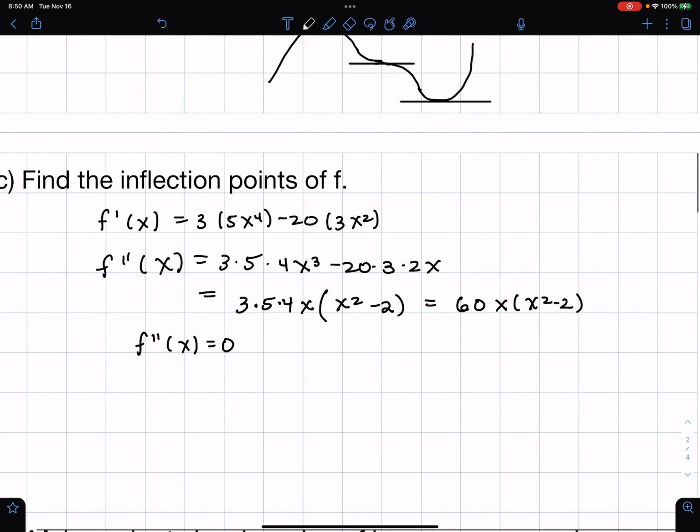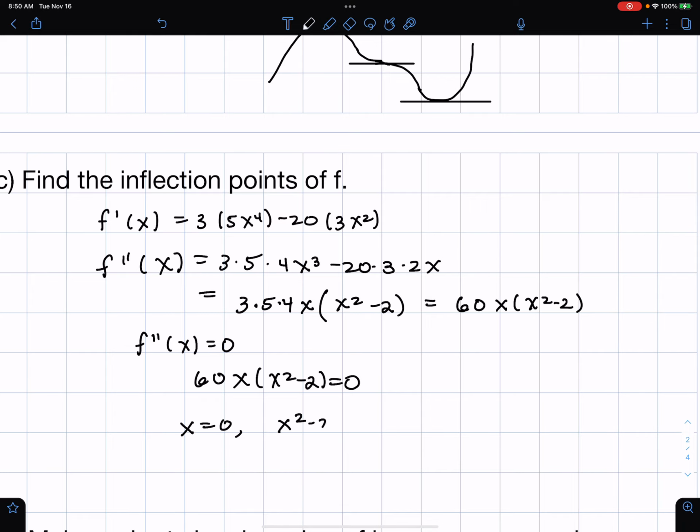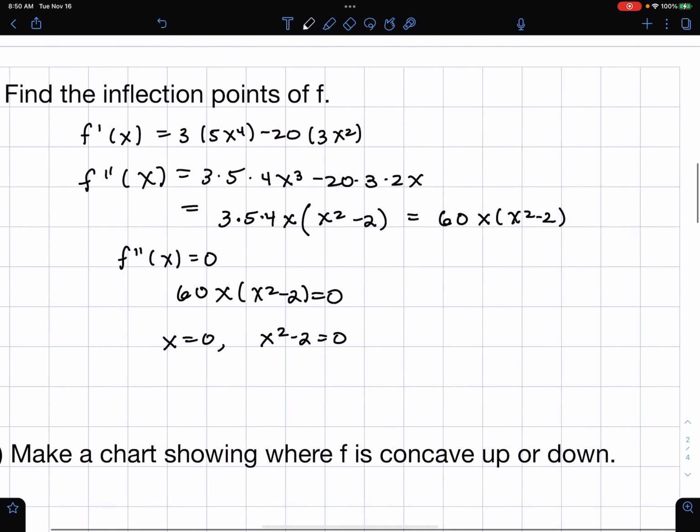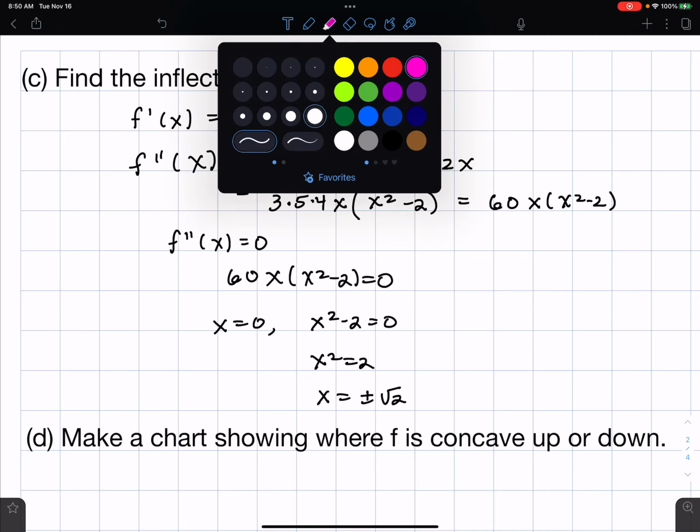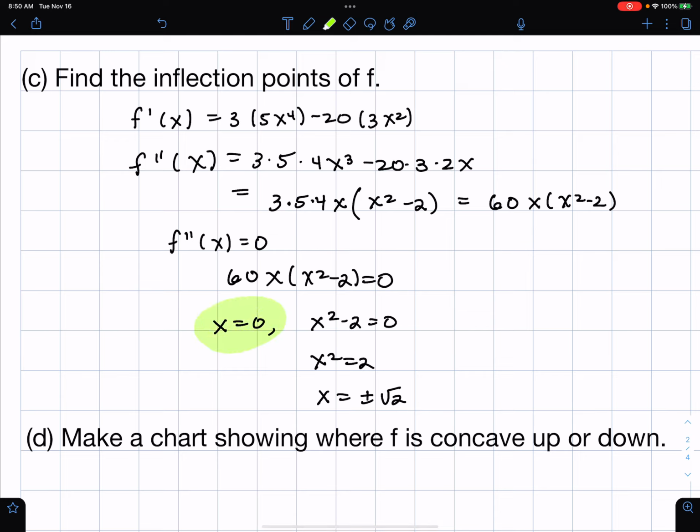If I set f double prime of x equal to 0, I have 60x, x squared minus 2 equals 0. That gives x equals 0 or x squared minus 2 equals 0. And then I get x squared equals 2, which gives x equals not just the square root of 2, but plus or minus the square root of 2. You've got to get that plus or minus there. Gotta remember to do that.